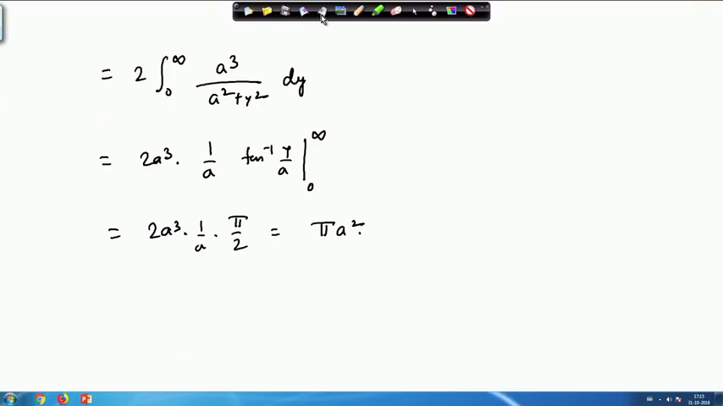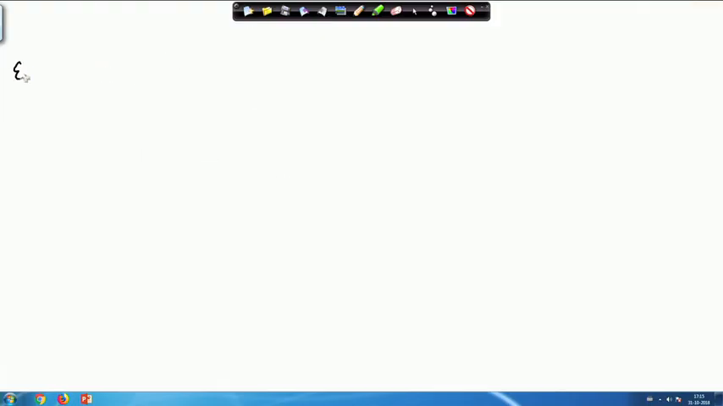We can consider another example. To talk about another example, we start with, let us say, a curve like this. So example 2.